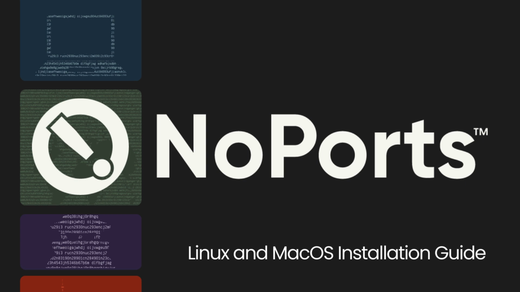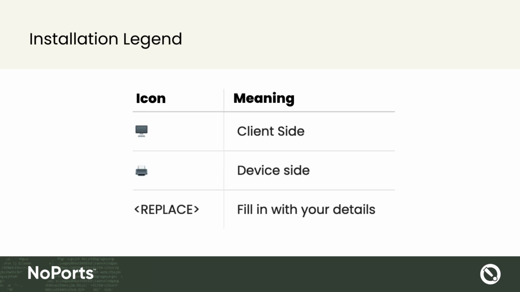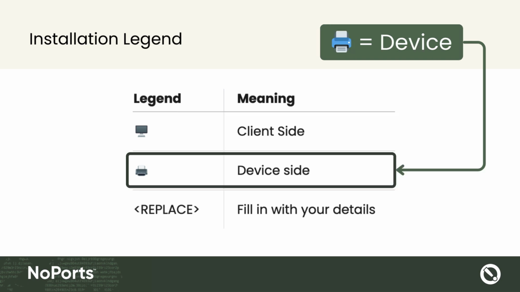Before we get into the video, I am going to assume that you have already purchased two NoPorts addresses and you have shell access to both the client and the device that you'll be installing today. Throughout the instructions, you're going to see some icons. If you see the monitor icon, that means we are running commands in the client machine, and if you see the printer icon, that means we are running commands in the device. So, without further ado, let's get right into the instructions.